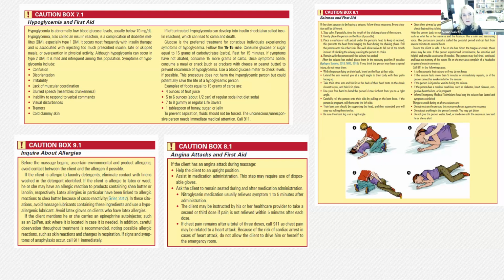For the caution box, here are some examples. Caution: hypoglycemia and first aid. Again, you see some bulleted lists. You see how things are popping. You see the 15-15 rule for that very first one.